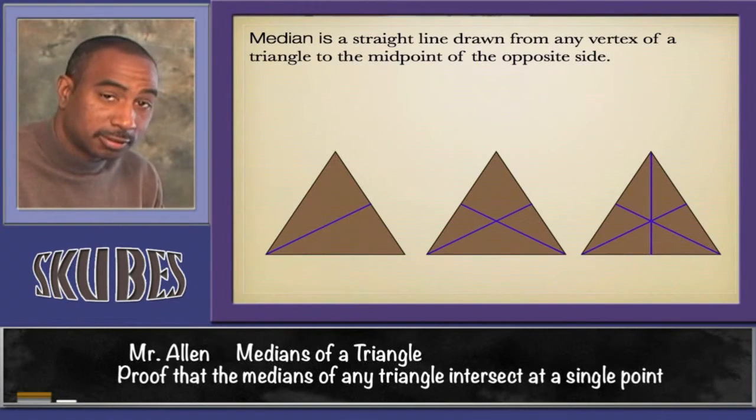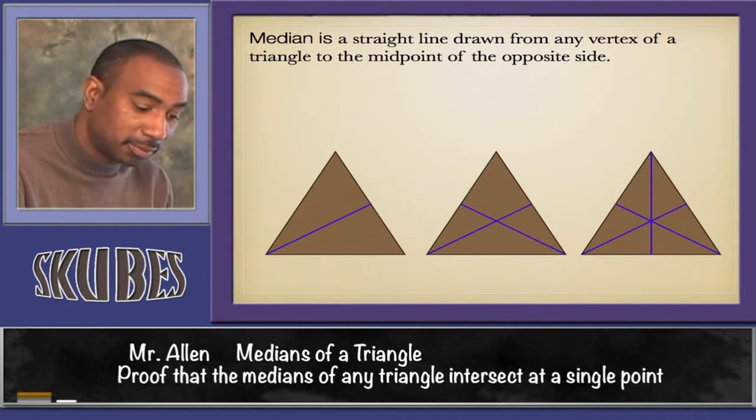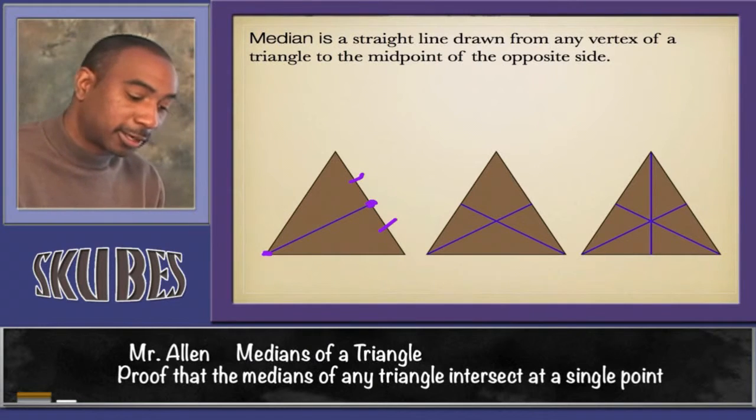Let's consider the definition of a median. A median is a straight line drawn from any vertex of a triangle to the midpoint of the opposite side. So for example, here's the vertex, and this is considered the midpoint if it's a median. And these two sides are congruent.